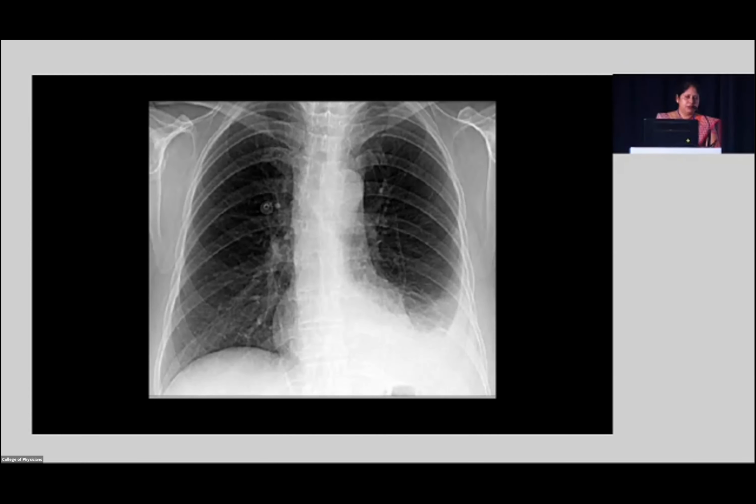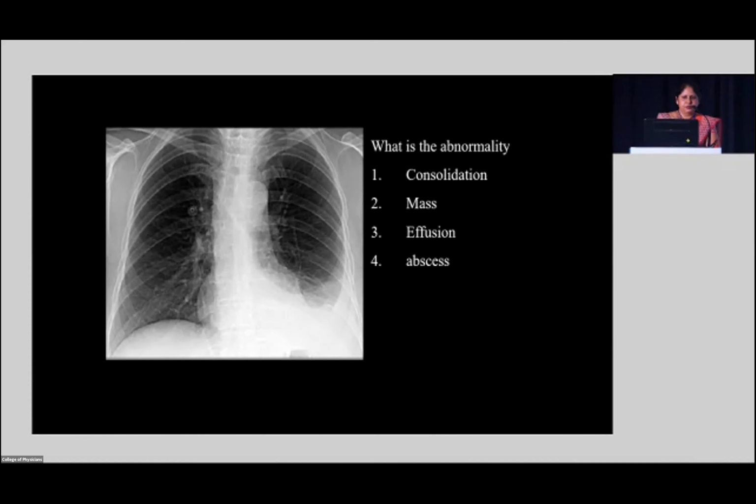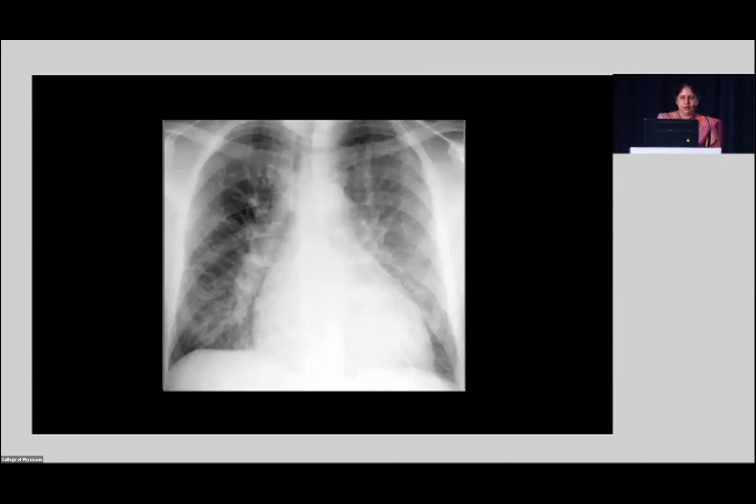This is very straightforward. There is obliteration of the costophrenic angle with opacification of the lower zone. It's a pleural effusion. The diaphragmatic margin is not seen. Costophrenic angle is not clearly seen.